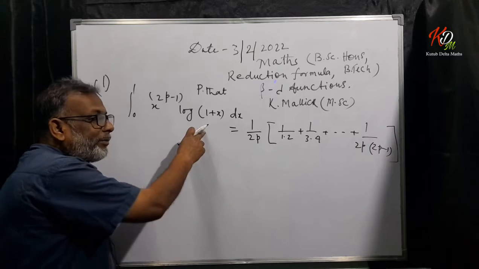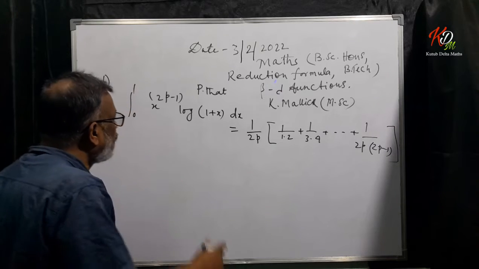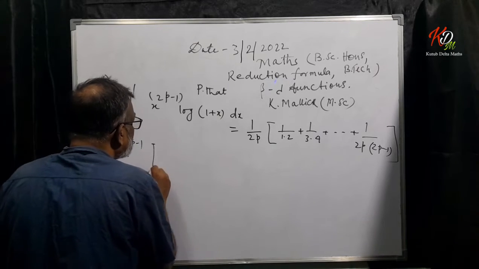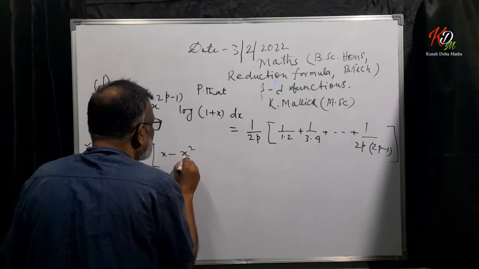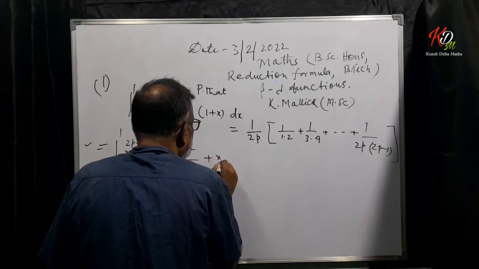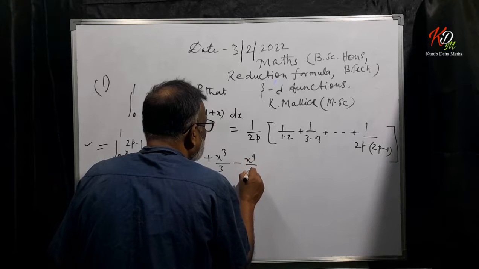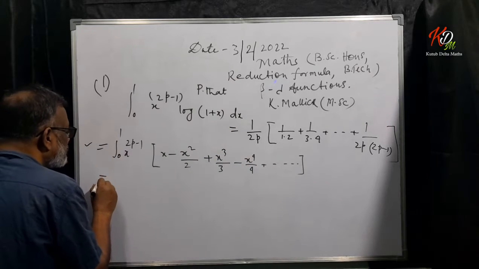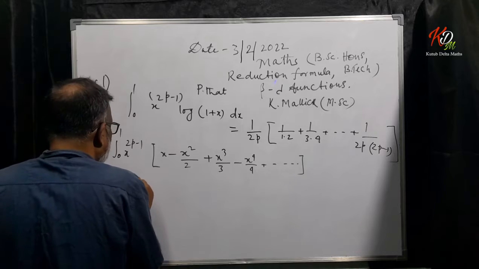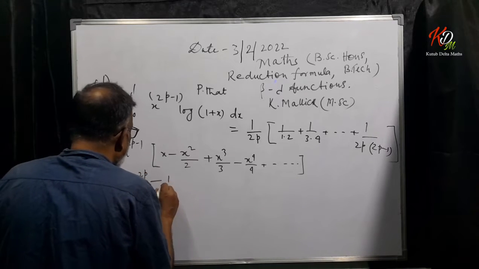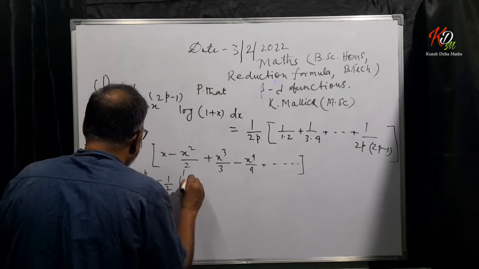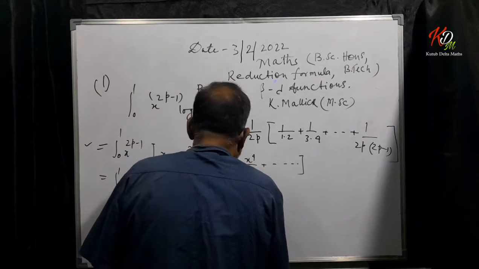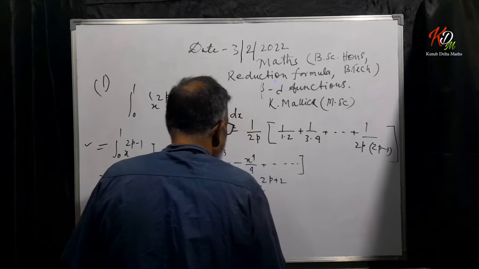Now by the logarithm series, the Taylor series, we know that the integral from 0 to 1 of x to the power 2p minus 1, times the logarithm series x minus x square by 2, plus x cube by 3, minus x to the power 4 by 4, and so on, equals the integral from 0 to 1 of x to the power 2p, minus half the integral of x to the power 2p plus 1, plus 1 by 3 the integral of x to the power 2p plus 2, and so on.